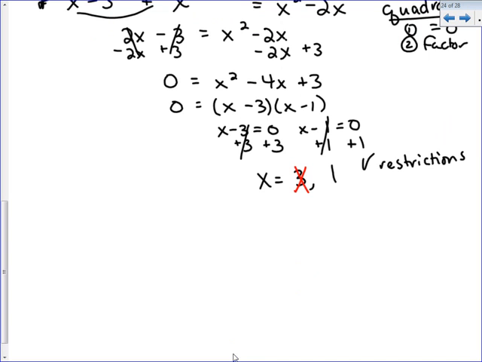You wouldn't write no solution, but your answer is just x equals 1. So our quadratic gave us 2 answers. Quadratics can give us up to 2 answers. But when we went back and checked our restrictions, only one of those worked. So it's not no solution, but we got to throw away that 3.